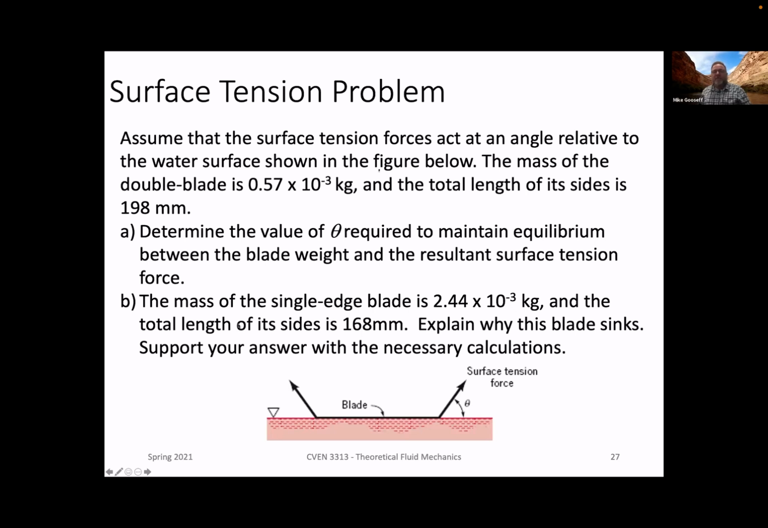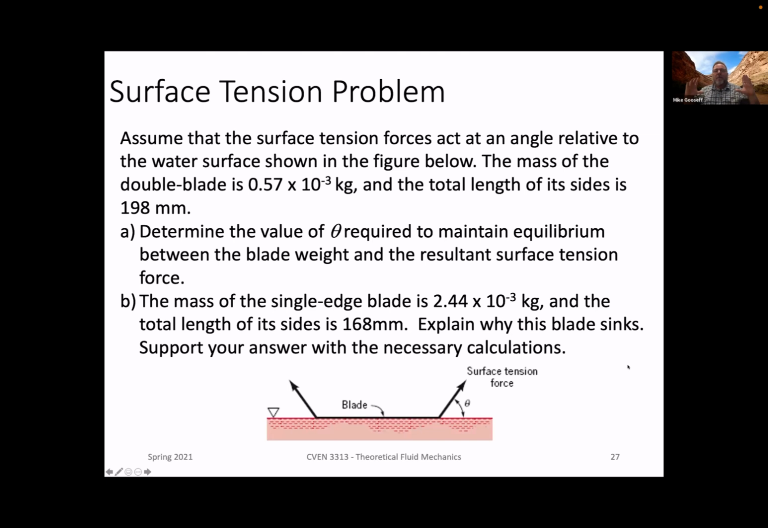Part B says the mass of the single-edged blade is 2.44 times 10 to the minus 3, so quite a bit heavier, and has a total length on its sides of 168, so also a little bit smaller in physical size. Explain why this blade sinks. Support your answers with necessary calculations.